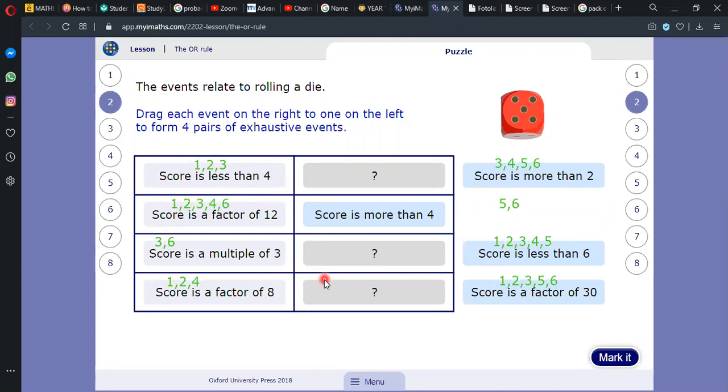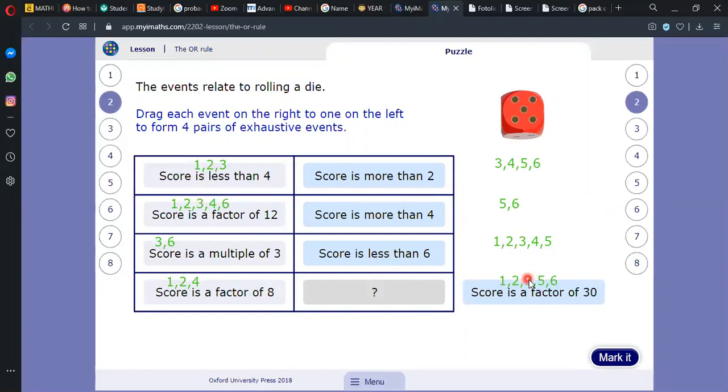Okay, let me see again. I think I'll go for score less than 6 to go with score is a multiple of 3, because 3, 6 is only 6, so I need the remaining to complete this. So I can take that. For this 1, 2, 3, okay. I think this goes here and this goes here.